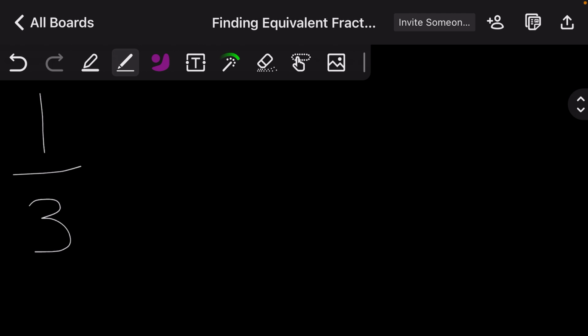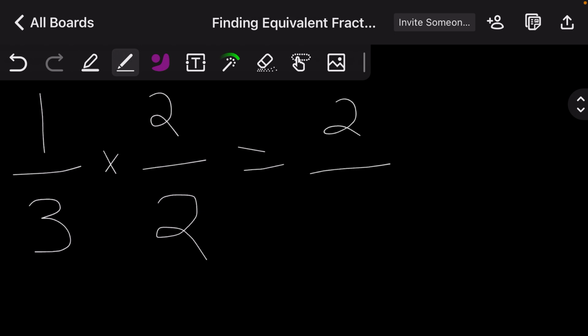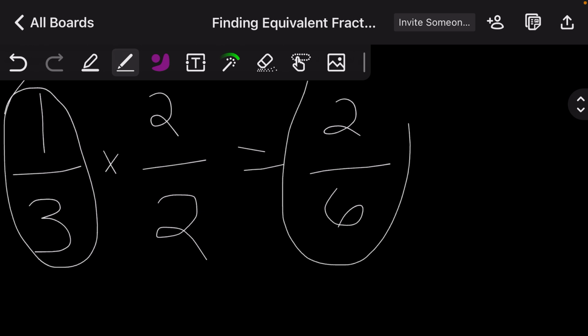All that we have to do is multiply the numerator and the denominator by the same number. That's all we got to do. So 2 times 1 is 2, and 3 times 2 is 6. So 1 over 3 and 2 over 6 are equivalent fractions. They take up the same amount of space, but they use different numbers.